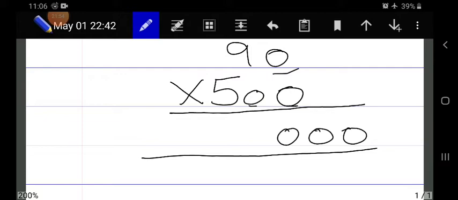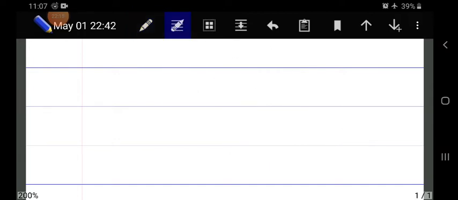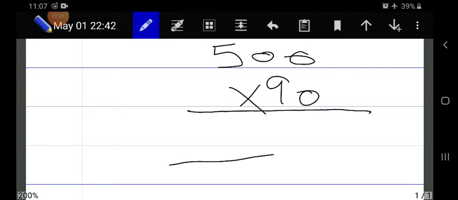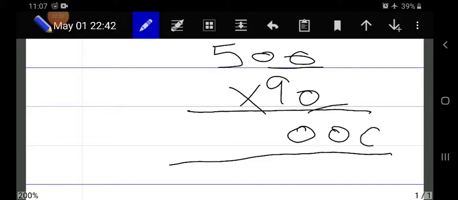So 5 9s are 45. So the answer is 45,000. So this is the solution. If you are having any problem, the 2-digit number is written above and the 3-digit number is written down, you can change the pattern also, the answer will always be the same. Now just multiply 500 with 90. You can do it like this also. Again we are having 3 zeros, I am going to put them here, 1, 2 and 3.